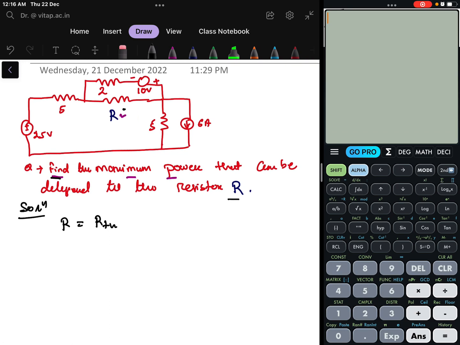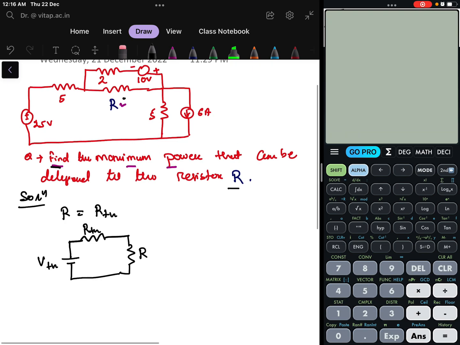So, what we have to do is represent the total circuit as a combination of a voltage source and a resistance, where VTH is here, RTH will be here, and the resistance R will be here. We replace the circuit like this, and the resistance value will be equal to RTH for maximum power transfer. The maximum power transferred is given by the formula VTH square divided by 4 into RTH, or 4 into R.